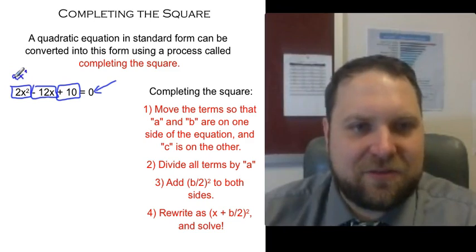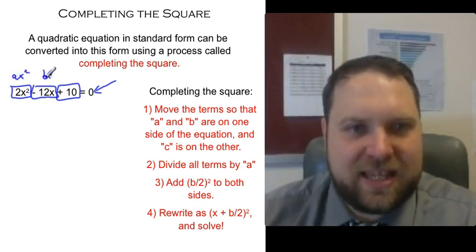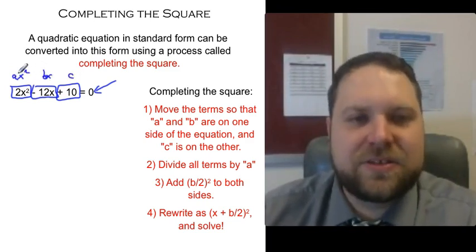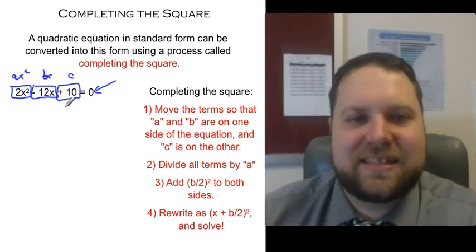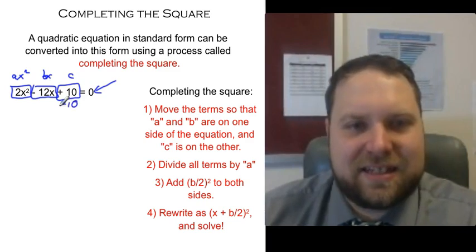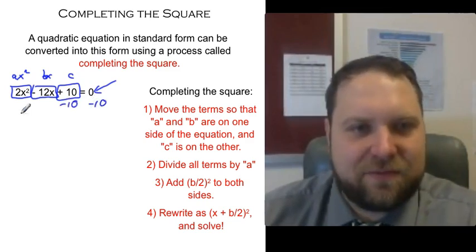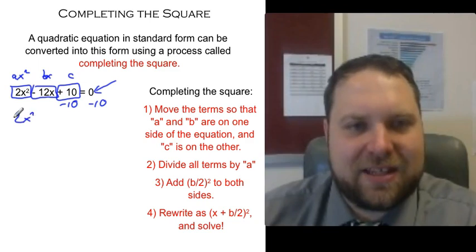Remember, in standard form we have ax squared plus bx plus c. So I want a and b, my ones with x's, to be on one side and c on the other. That's easy enough to do. All I'm going to do is subtract 10 from both sides. And now I get 2x squared minus 12x equals negative 10.